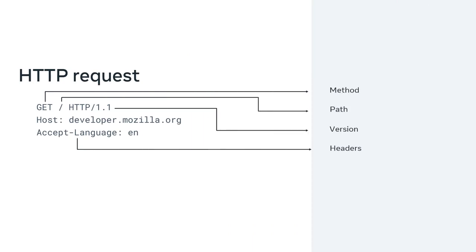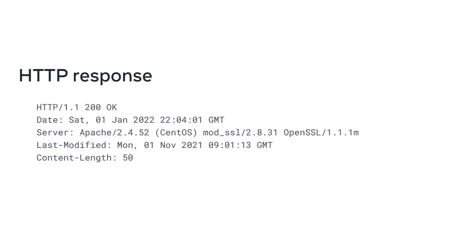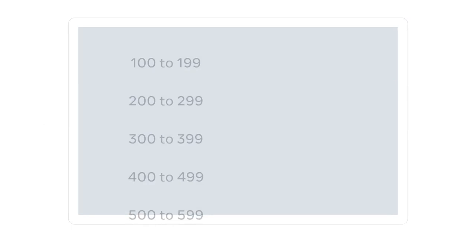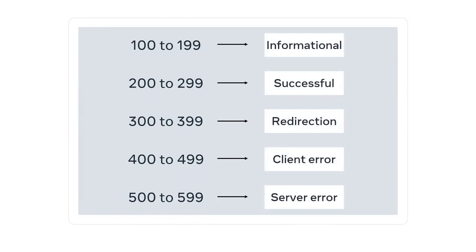HTTP requests have a syntax that includes method, path, version, and headers. HTTP responses follow a similar format to the request, and HTTP status codes indicate whether the HTTP request successfully completed. The status code is a 3-digit number that corresponds with groups representing different types of results.